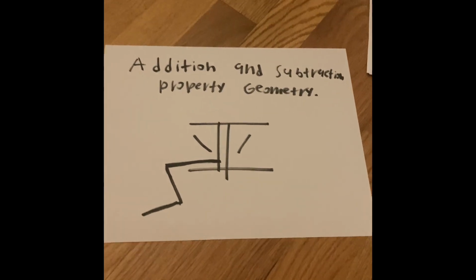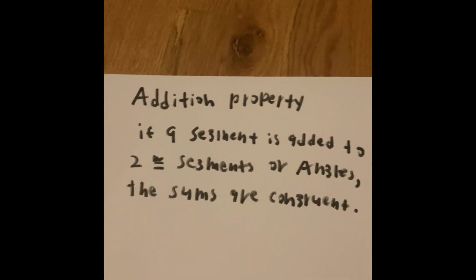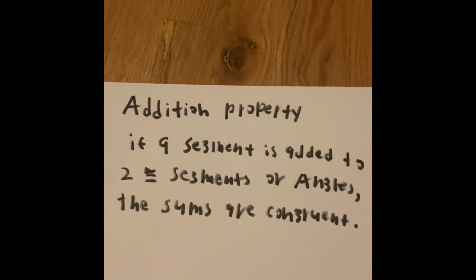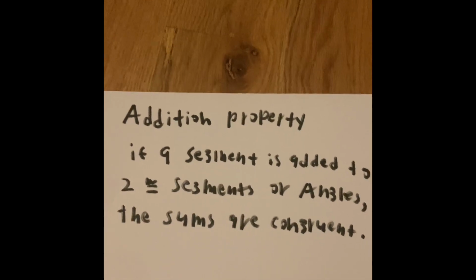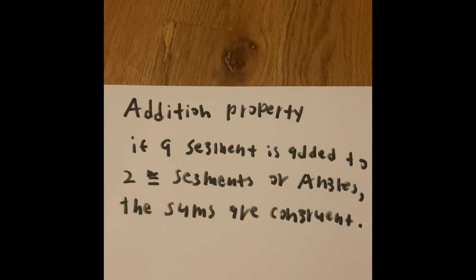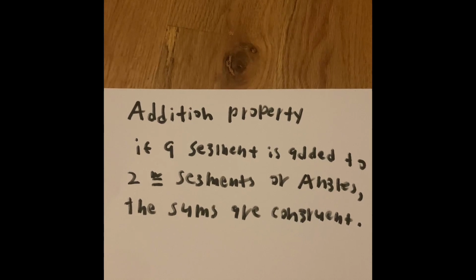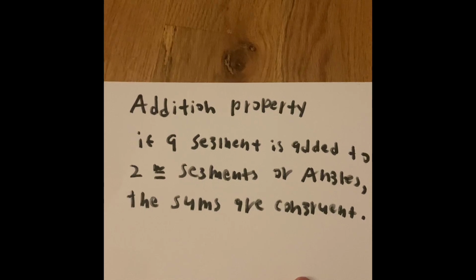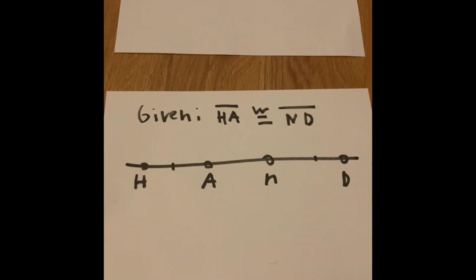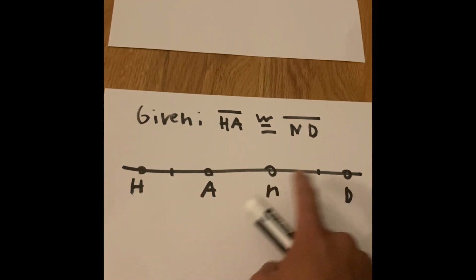Here's an example. When we take a look at the addition property: if a segment is added to two congruent segments or angles, the sums are congruent. The problem we're going to show you can explain that with pictures, and we're going to use the addition property. So, given segment HA is congruent to segment MD.